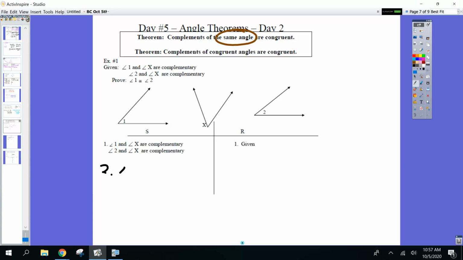We're going to say angle 1 congruent to... Oh, forgot something. Hold on, forgot something. Forgot to write down a little note up here.